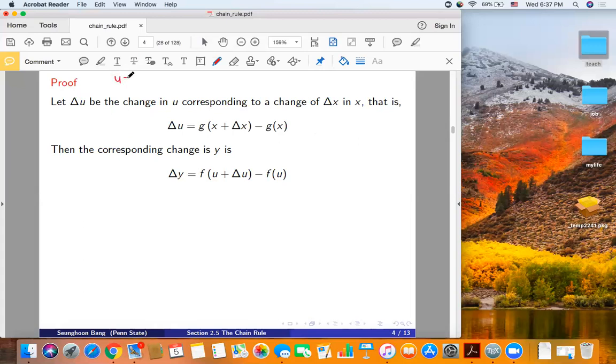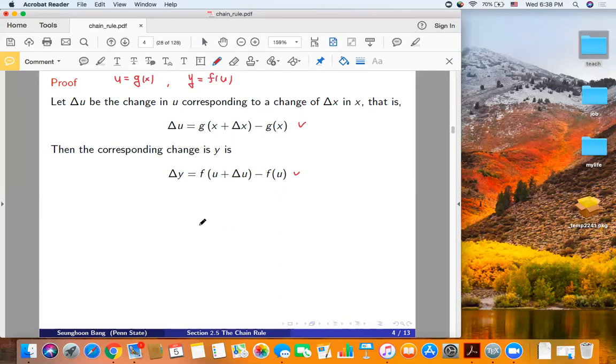So u is g of x, and y equals f of u. So we have these relations, like this.